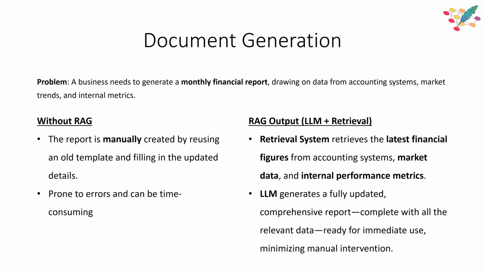Let's take a look at how RAG can assist in document generation. Traditionally, businesses generate reports or contracts by reusing old templates and manually filling in the updated information. This process can be time consuming and prone to errors, especially when working with complex or frequently changing data. With RAG, this process is automated. The AI retrieves the latest financial figures, market data, and internal metrics and uses this real time information to generate the report automatically.